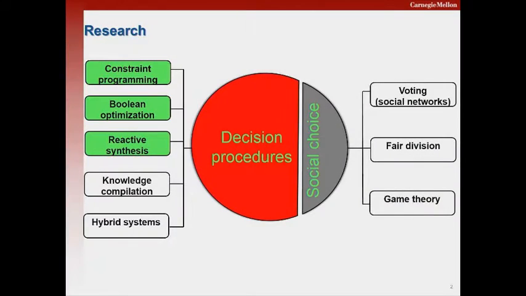So here's an overview of my work. Now I'm mostly working on decision procedures, but I also have a substantial expertise in computational social choice. I did my PhD in constraint programming, and then I moved to Boolean satisfiability, where I worked on Boolean optimization and SAT-based synthesis. I worked on other topics like knowledge compilation, and at CMU I will be working on hybrid systems. In computational social choice, I mostly focused on two directions. I was looking at theoretical properties of different voting rules, and also I was looking at resource allocation mechanisms like fair division, and was applying game theoretic concepts to this problem. But in this talk, I will only cover the first three topics.